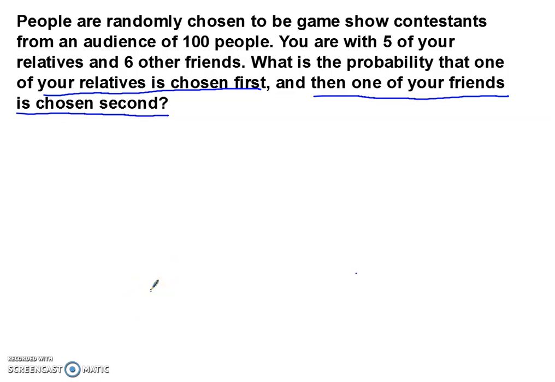So, what's the probability that one of your relatives is chosen first? 5 of the audience members are relatives. There are 100 people in the audience. Now, if your relative gets chosen, right, the probability of your relative being chosen is 5 out of 100. If they are chosen, how many people will be left in the audience? There are 99 people left in the audience now, because your relative was chosen. How many of them are friends? 6 of them are friends.